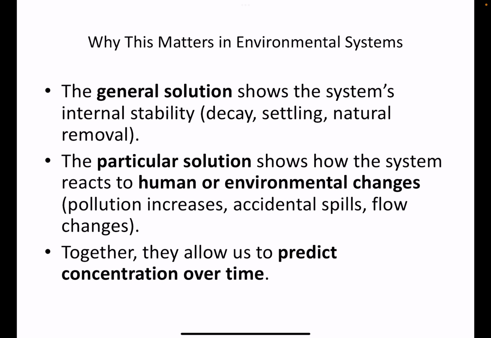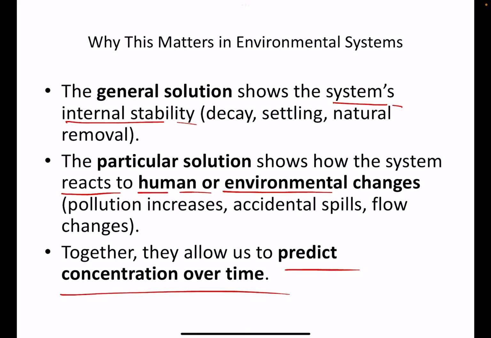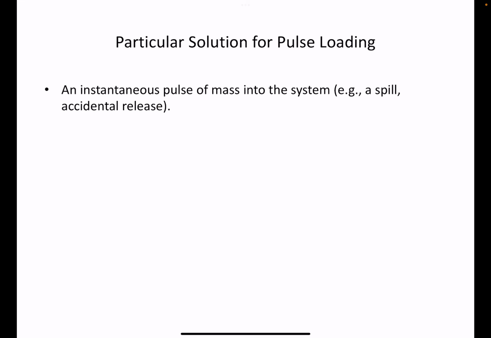Of course, the general solution shows the system's internal stability, decay, settling, natural removal. And the particular solution shows how the system reacts to human or environmental changes: pollution increases, pollution decreases, accidental spills, flow changes, increasing or decreasing. Together, the general solution and particular solution allow us to predict concentration over time, and that is extremely important.